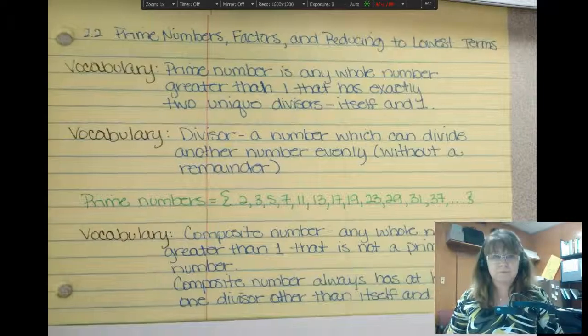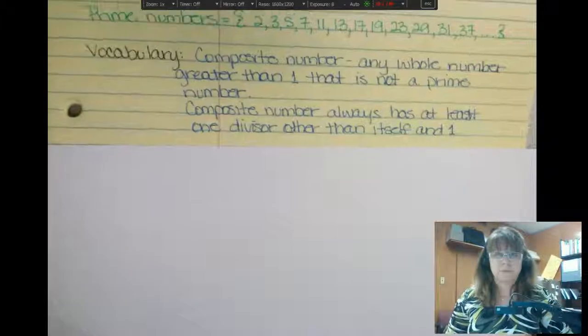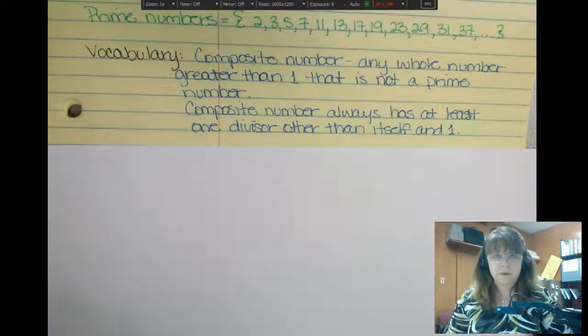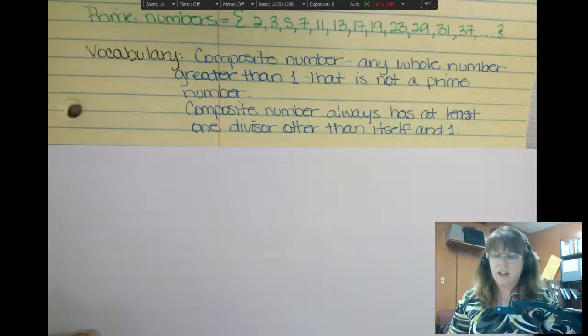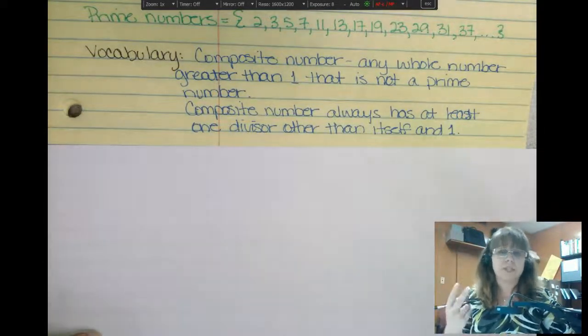Non-prime numbers are composite numbers. They are any whole number greater than 1 that is not a prime number. A composite number always has at least one divisor other than itself and 1. Like 4. 4 is not a prime number because 4 can be divided by 1 as well as 4, but also 2. So it has at least one other divisor.